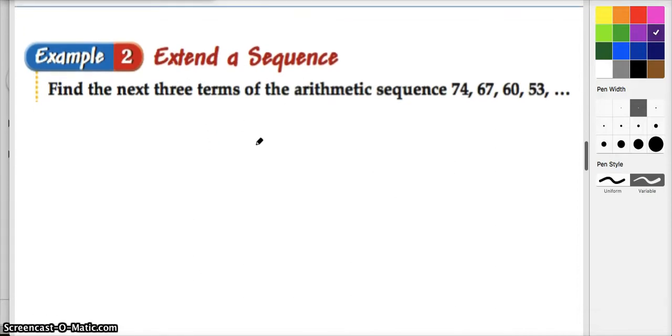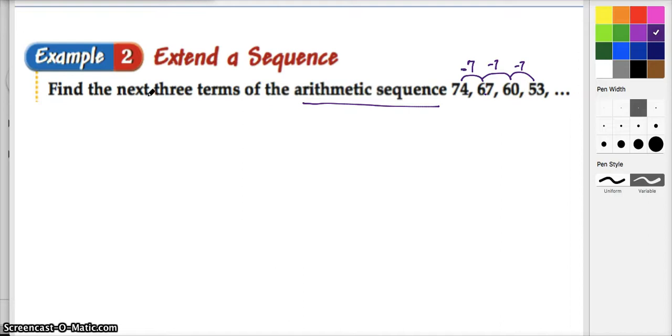So now that we have that, let's see if we can extend a sequence. Here in example 2, we're going to find the next 3 terms of an arithmetic sequence. Well, we're given that it's arithmetic so we know that there's a common difference, and we can use that common difference to continue forward. So 74 to 67, that looks like a loss of, what would that be? A loss of 7? 67 to 60, yeah, that's a loss of 7. So technically I'm adding a negative 7.